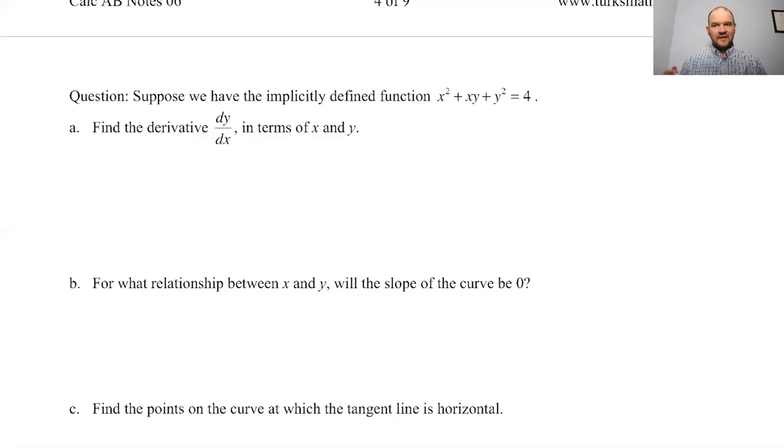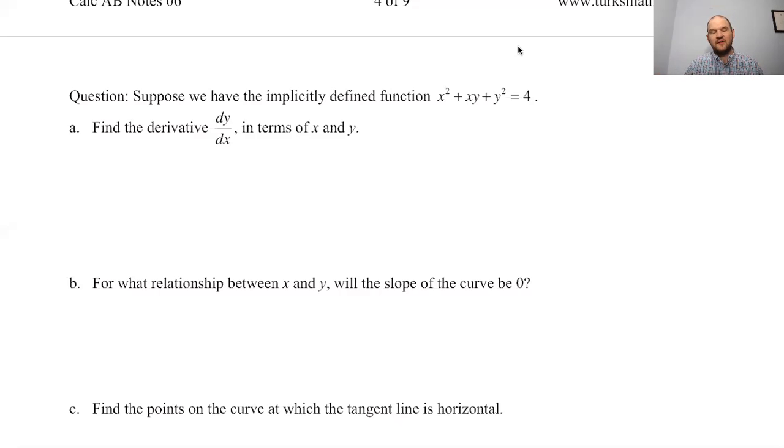All right, I'm back. We're on page 5 of note 6 of Calc AB, Implicit Differentiation. It's just some problems to do, so let's see if we can do it. Suppose we have the implicitly defined function x squared plus xy plus y squared equals 4. All right, so y is a function of x.